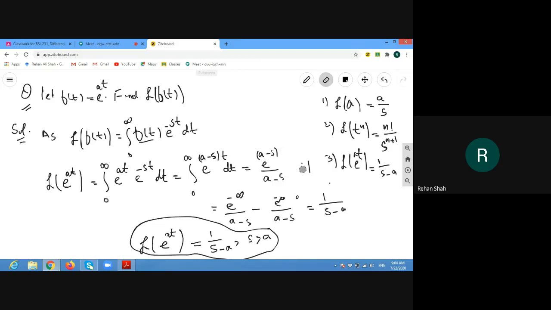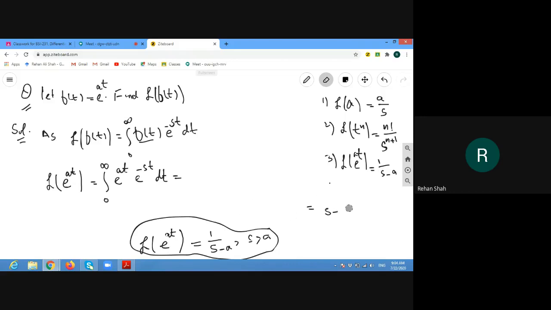Now, what will be the Laplace transform of e power 2t? Please tell me, what will be the Laplace transform of e power 2t? 1 over s minus 2. Yes, 1 over s minus 2. So this is the Laplace transform of e power 2t.